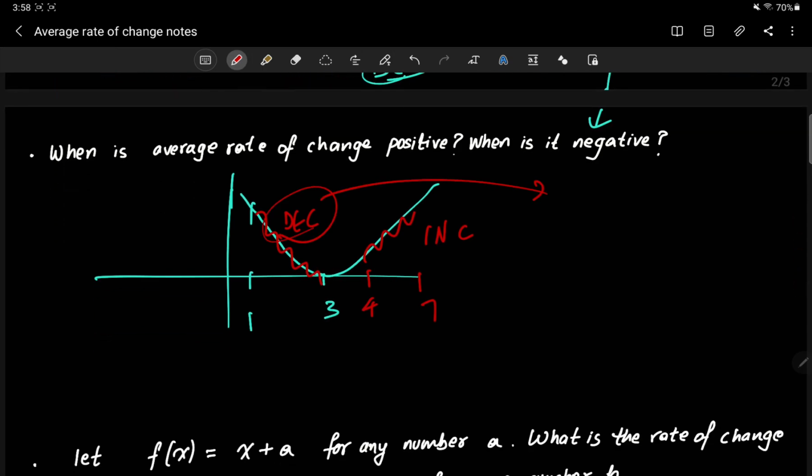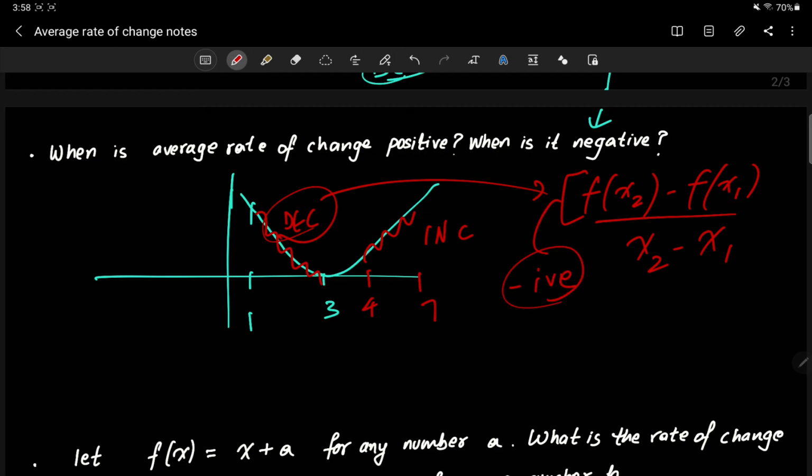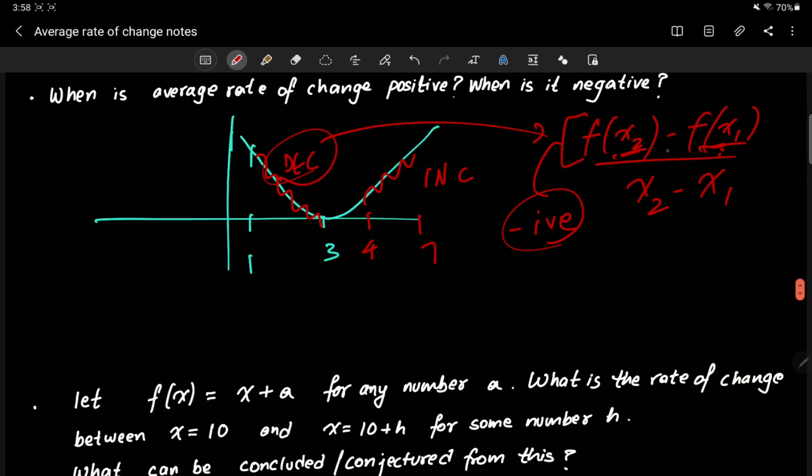Now when a function is decreasing, the rate of change, this quantity, is going to be negative, because if it's decreasing, then the final state is less than the initial state. So f of x2 is smaller than f of x1. And similarly, if it's increasing, then f of x2 is larger than f of x1, so the change is positive. So we can say that if the average rate of change is positive, then it is increasing, else it is decreasing.